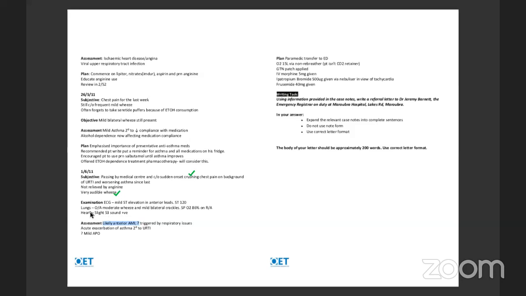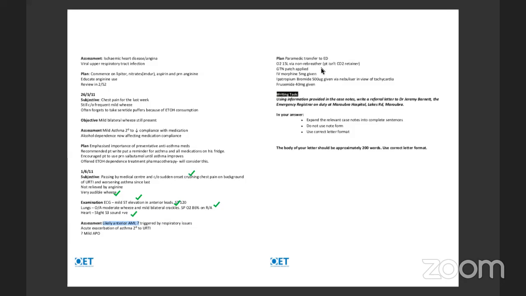Then I'll directly go to the cardiovascular examination. Cardiovascular examination showed mild ST elevation in anterior leads, heart rate 120, and a slight S3 sound positive. And on auscultation, patient had moderate wheeze and bilateral crackles with an O2 saturation of 86% on room air. This is what I can find. Now from the assessment, I'll not write anything because in the first paragraph I already wrote likely anterior MI triggered by acute exacerbation of asthma secondary to URTI. This I'll not take in this paragraph because otherwise it will be a repetition of information.